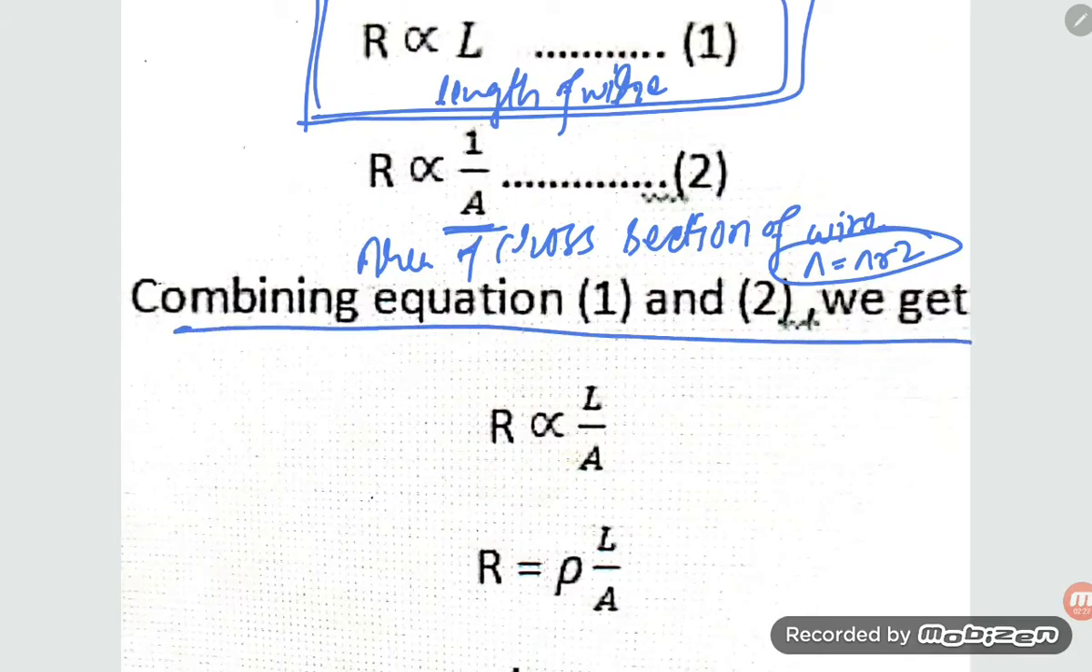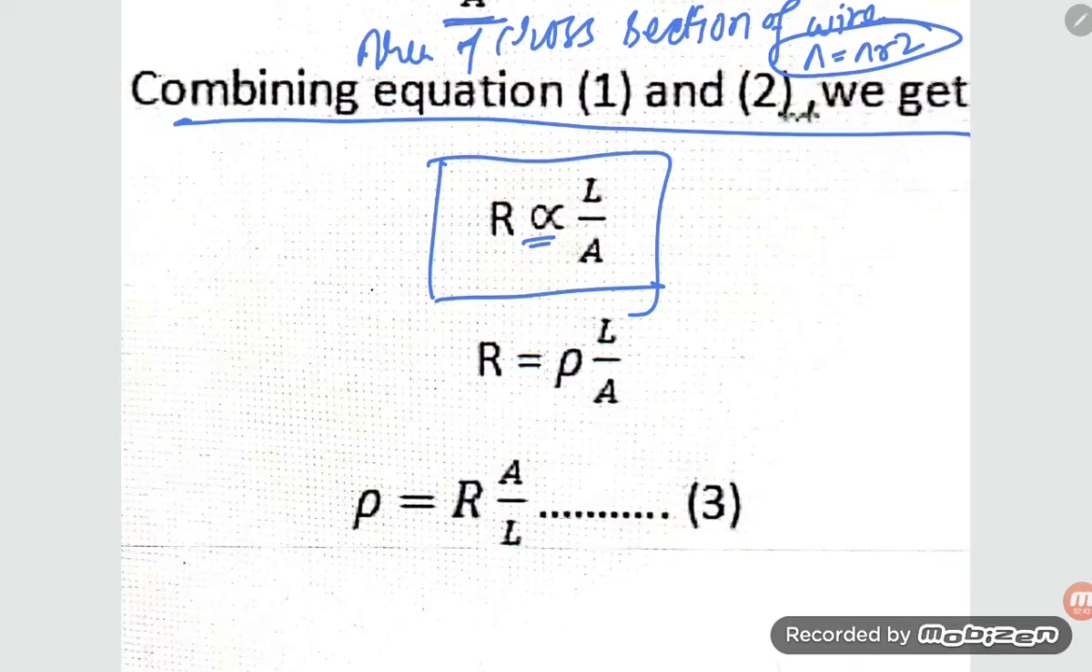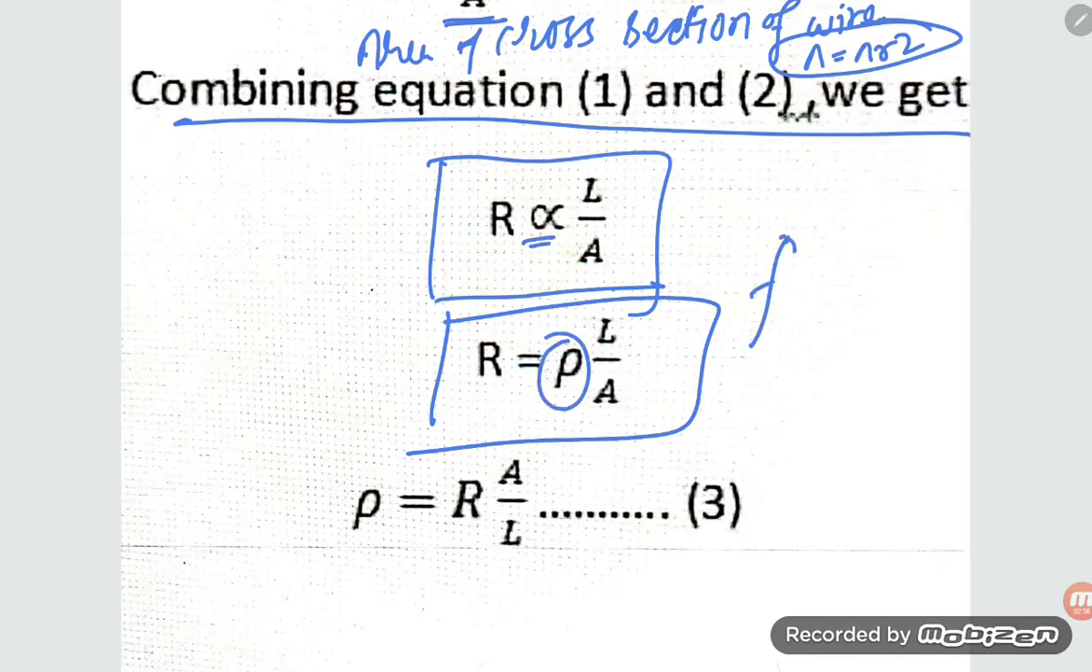If you combine equation 1 and 2, we get the ratio L upon A, so R is proportional to L by A. If you remove the proportionality constant, it will come R equal to rho L by A, or rho is equal to R A by L. What is the meaning of rho, student? R is resistance, L is length, A is area of cross section. Rho is known as resistivity.